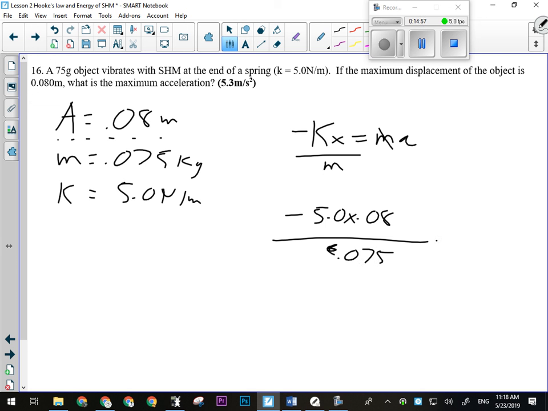That'll give us our 5.3 meters per second squared, which should actually be negative. It's negative for me because I decided that that 0.08 would be positive, but they never actually said whether the spring was compressed or stretched, and that would make a difference. If it went to the right, then the acceleration would be to the left. If it went to the left, then the acceleration would be to the right. They never really say that in the question, so I'm just saying it's negative the way I set it up. So, a basic Hooke's law kind of question there.